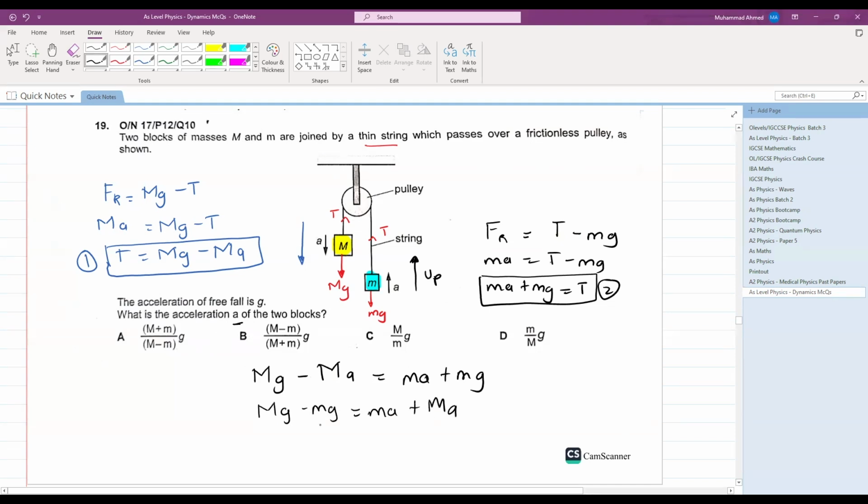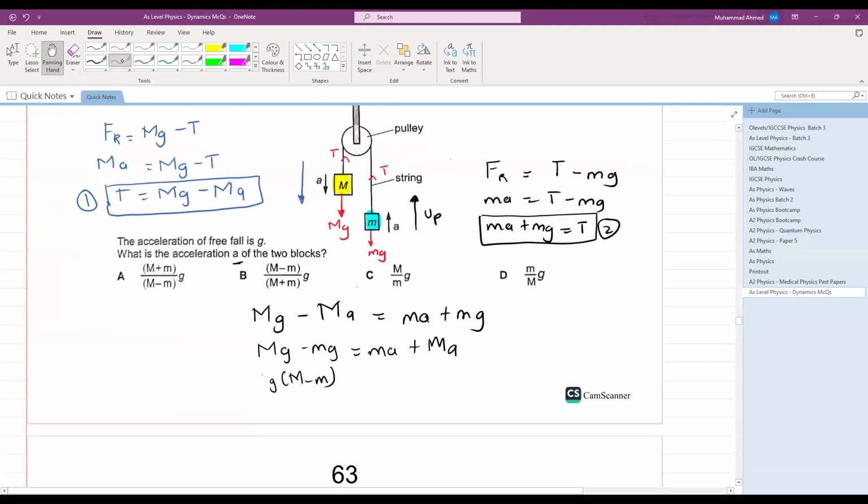Perfect. Let's take A as common here and let's take g as common here. Capital M minus small m, perfect, is equals to A common, small m plus capital M. Capital M minus small m divided by small m plus capital M multiplied by g is equals to your acceleration. What will your answer be? This is the capital M.